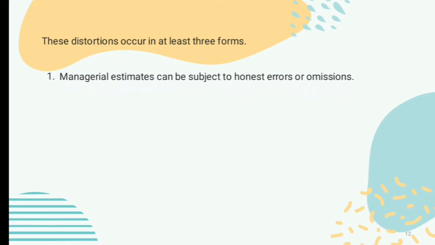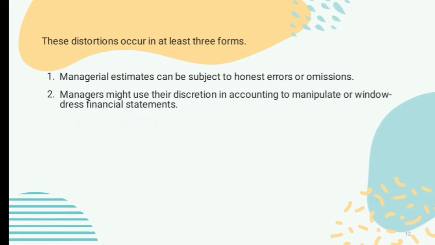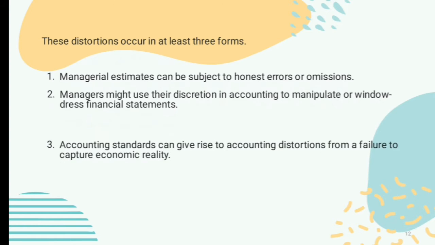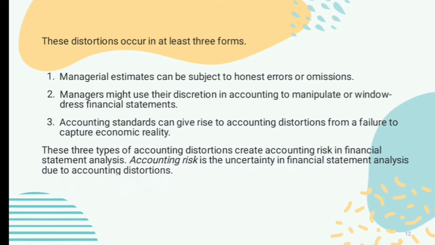This distortion occurs in at least three forms. First, managerial estimates can be subject to honest error or omission. Then managers might use discretion in accounting to manipulate or window dress financial statements. And then accounting standards can give rise to accounting distortion from a failure to capture economic reality. These three types of accounting distortion create accounting risk in financial statement analysis. Accounting risk is uncertainty in financial statement analysis due to the accounting distortion.